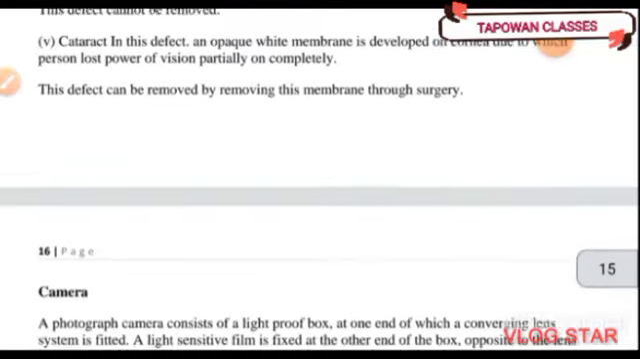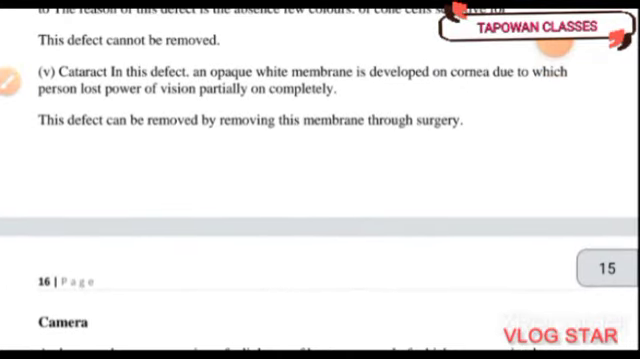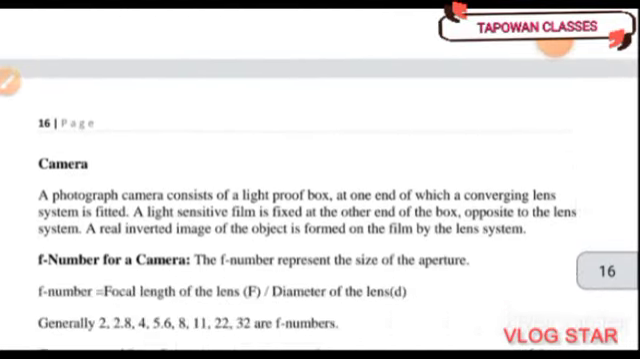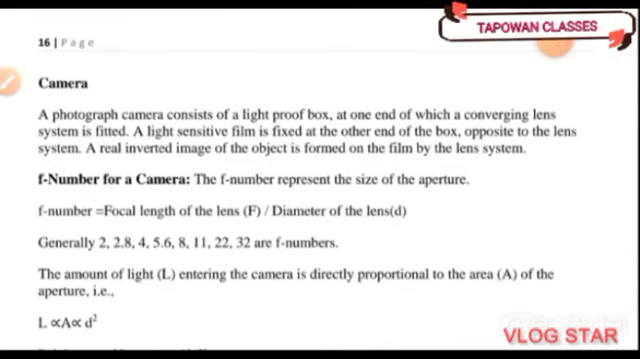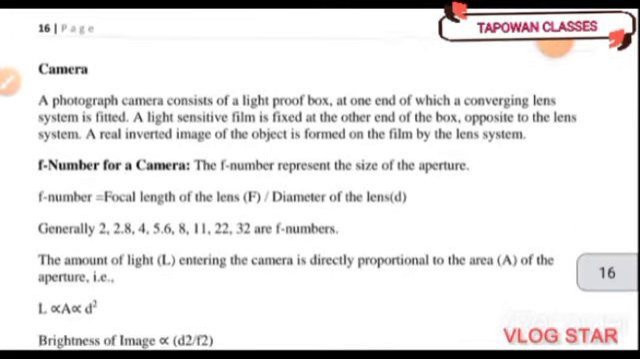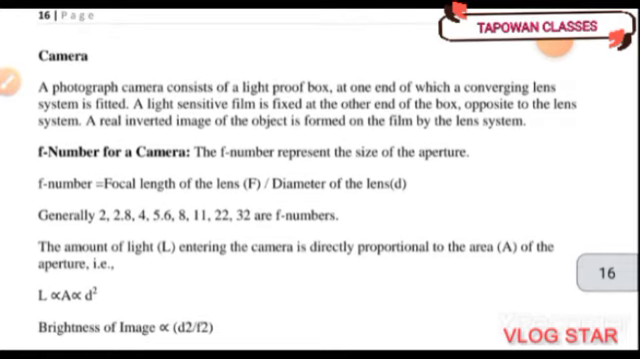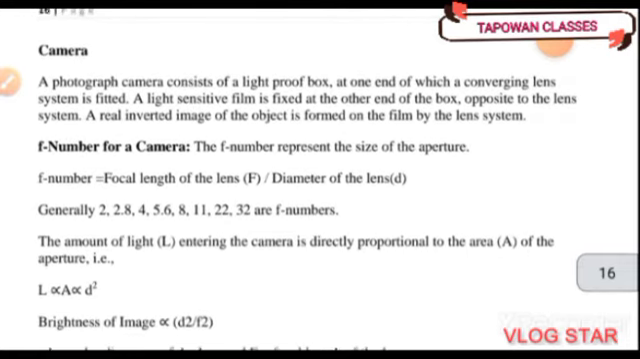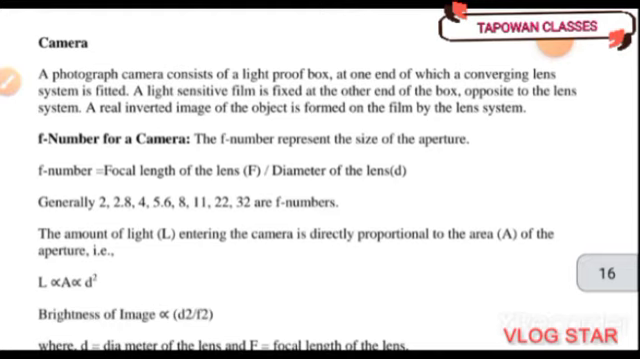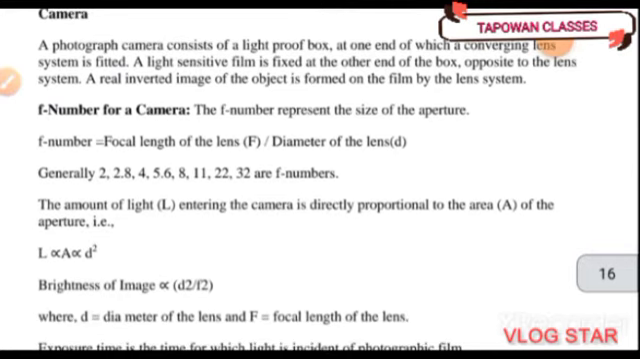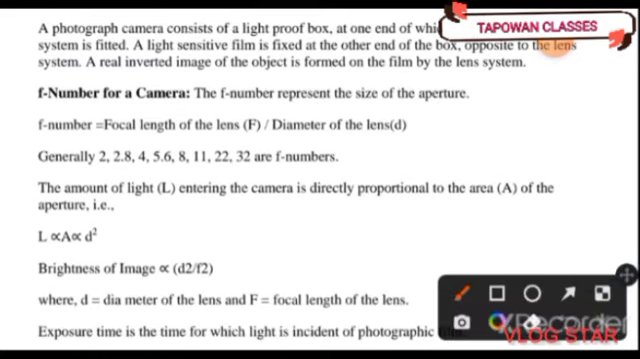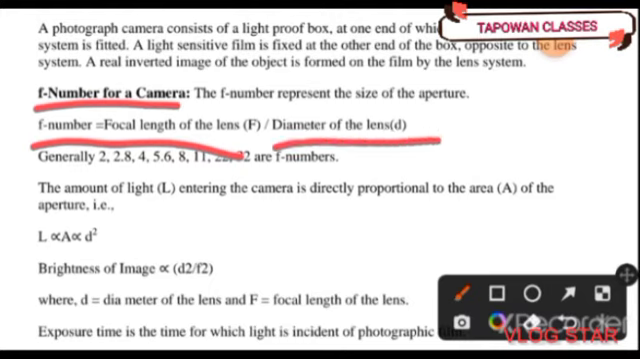Now all these things depend upon lenses. Then one optical instrument we discuss here is the camera. What is a camera? A camera consists of a light-proof box, at one end of which a converging lens system is fitted and a light-sensitive film is fixed at the other end. Opposite to the lens system, a real inverted image of the object is formed on the film by the lens system. What is the f-number of a camera? The f-number is the focal length of the camera divided by the diameter of the lens.